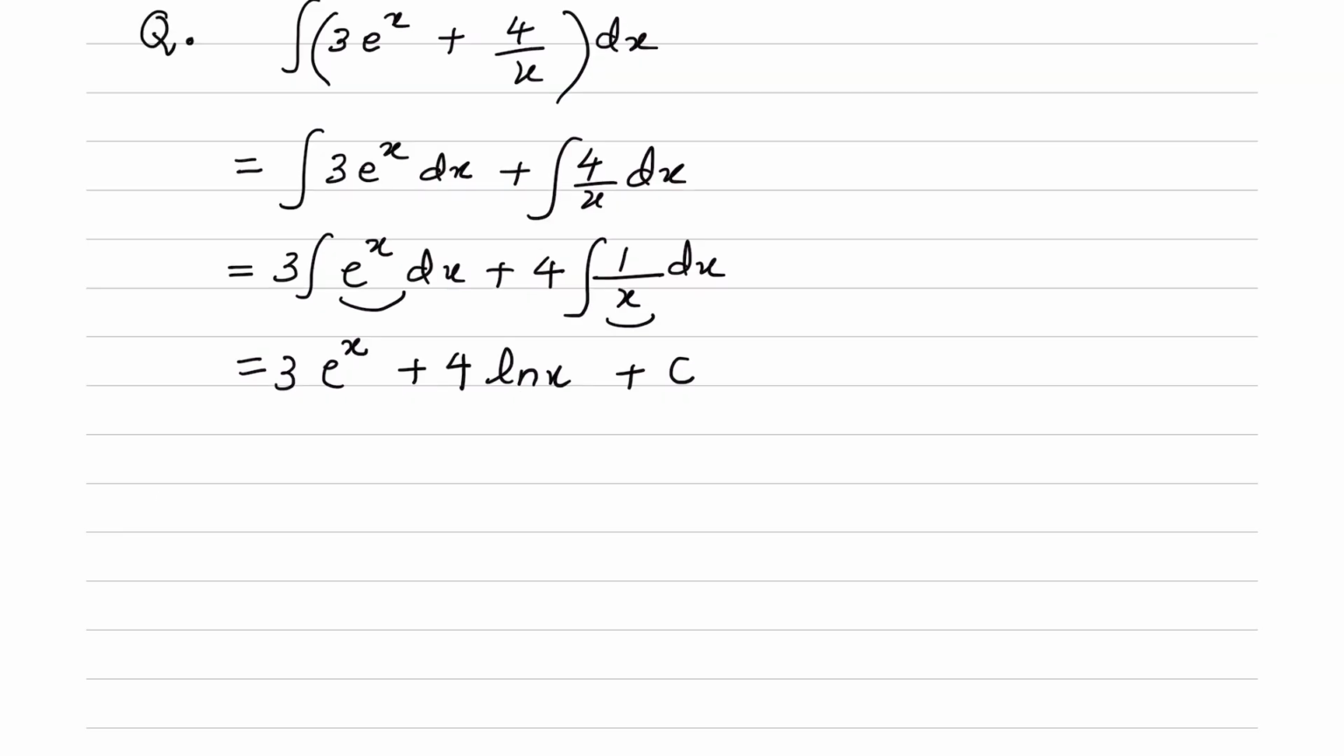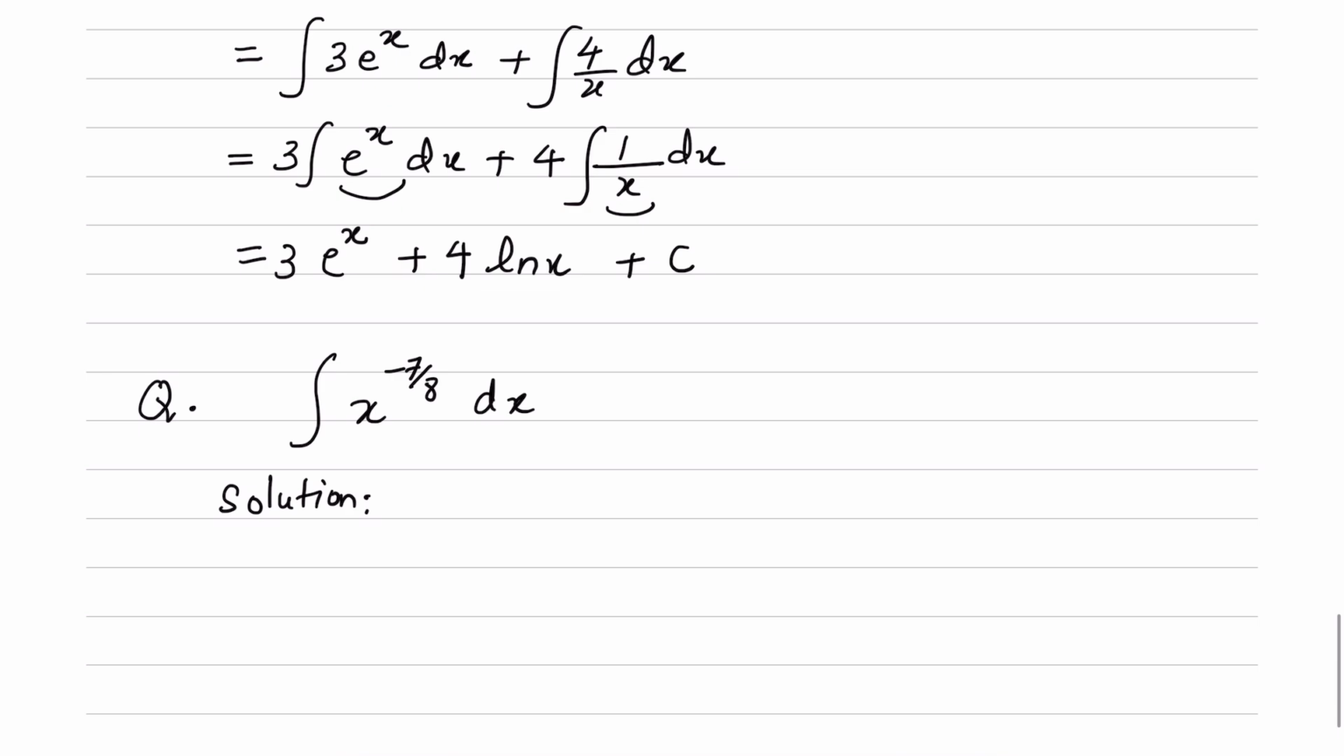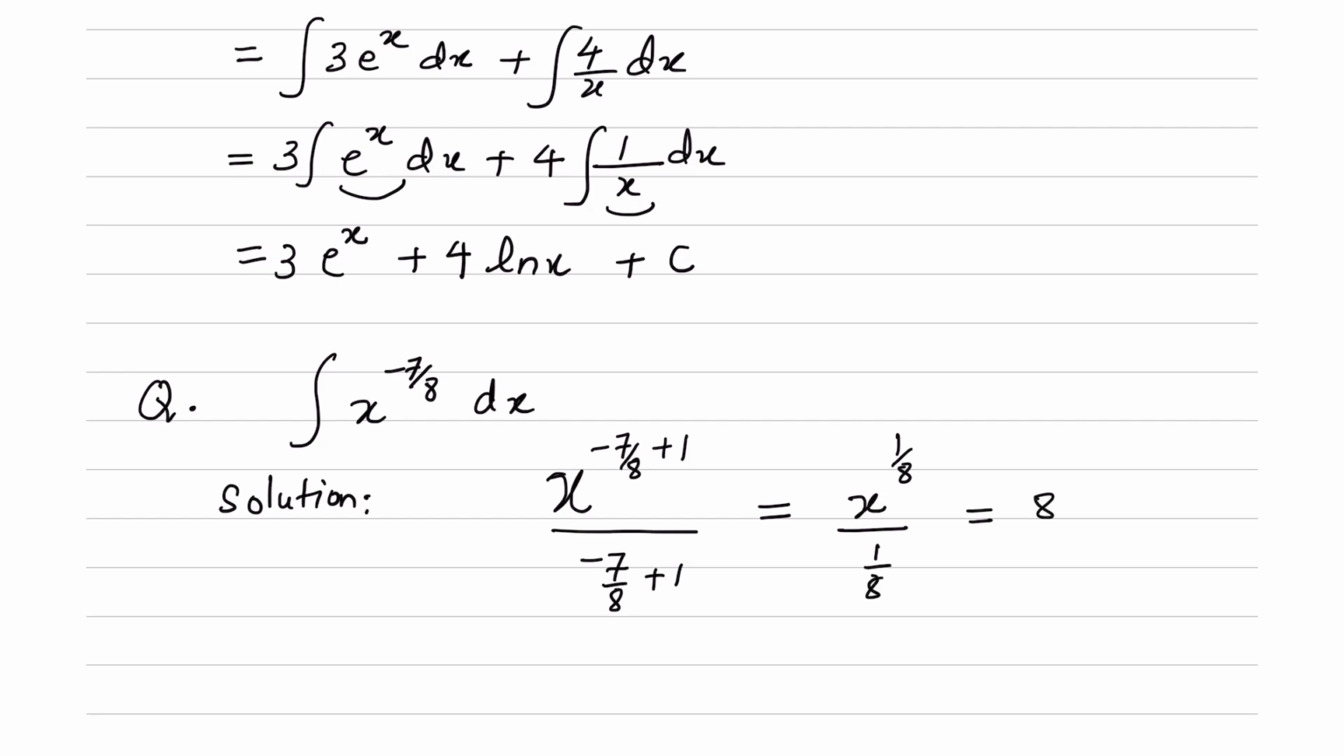Let's look at another problem. Here we have to integrate x to the power minus 7 by 8 dx. By the power rule of integration, you just add 1 to the power, and the same power goes in the denominator. So this will be x to the power 1/8 divided by 1/8. 1/8, bring it up, it becomes 8. 8 x to the power 1/8 plus some constant.